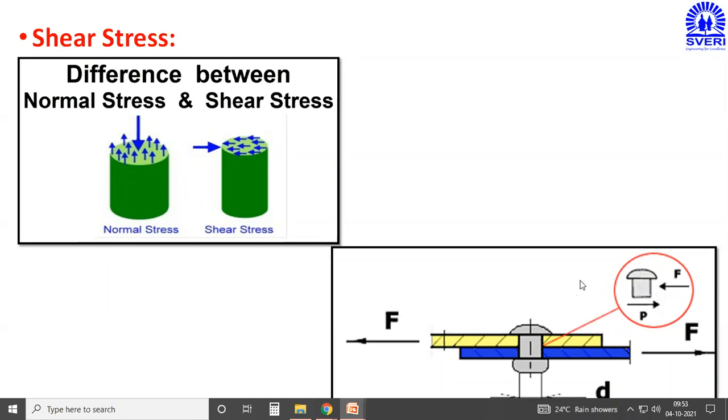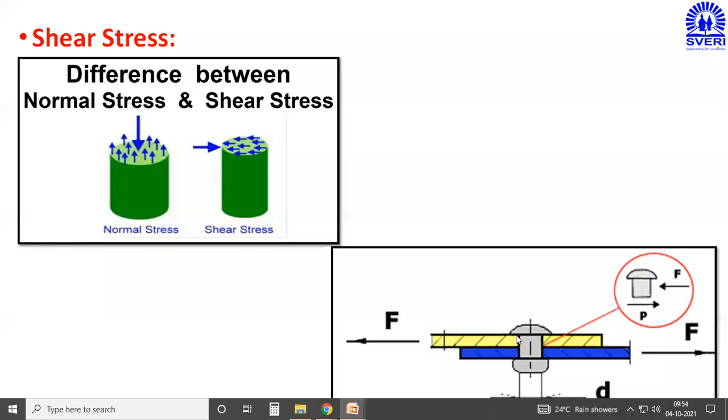Therefore, this is the basic difference between normal stresses and shear stresses. What is the difference? Normal stress, which may be tensile, compressive or direct stress, is perpendicular to the cross-sectional area, but shear force and shear stress are always parallel to the cross-sectional area, and it is also indicated by figure number 1. I have also explained that concept through these two plates which are in contact with each other.